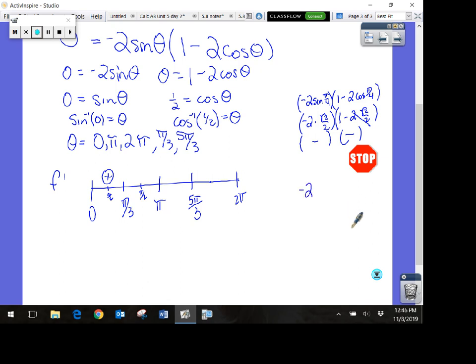Negative 2 sine of pi over 2. At the top, that's 1. And then I have 1 minus 2 times cosine of pi over 2, that's 0. So a negative times that section is negative. You can pick any number you want in between pi over 3 and pi.